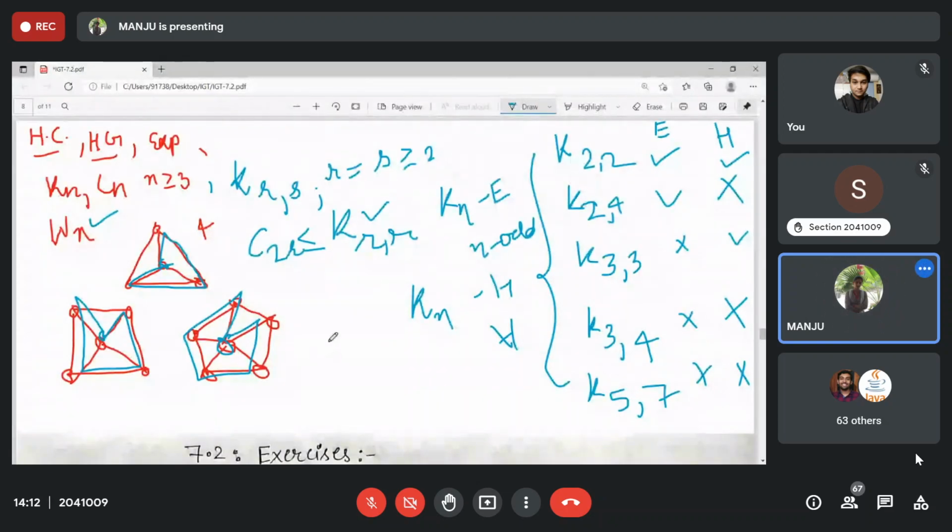Cn both. Wn, it is Hamiltonian. Is it Eulerian? No. Cn both. Pn nothing.